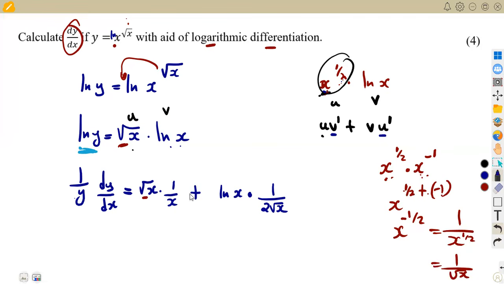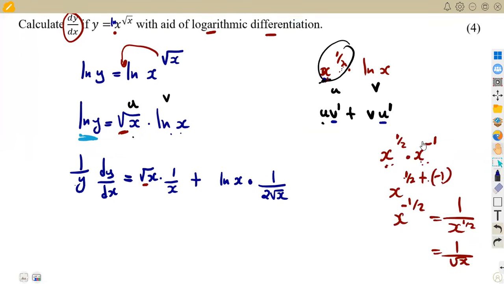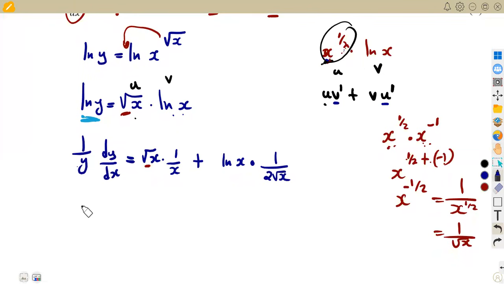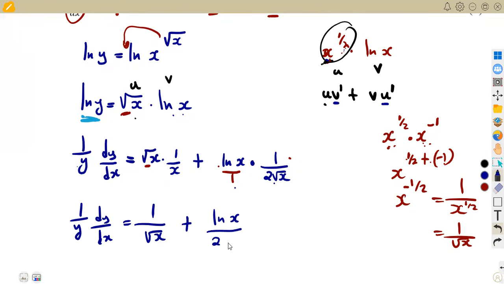So meaning to say, this whole part that we see here is going to give us 1 over the square root of x when simplified further from our laws of exponents. So that's 1 over y dy dx is going to be 1 over the square root of x. All right, plus here we can just multiply. This is the same as 1 over ln x over 1. So it's ln x times 1, which is going to be ln x. 1 times 2 square root of x is going to be 2 square root of x. These two cannot be related. You can't work out anything from there. Leave it as it is. All right, so that's it, guys.